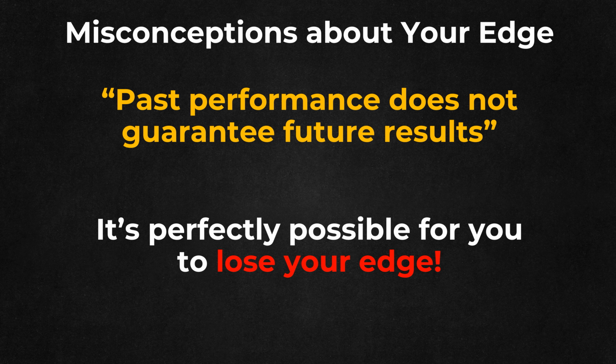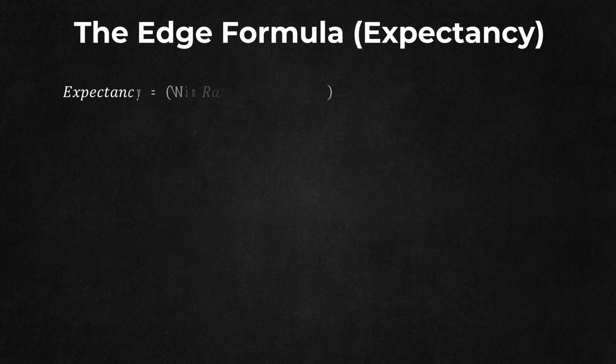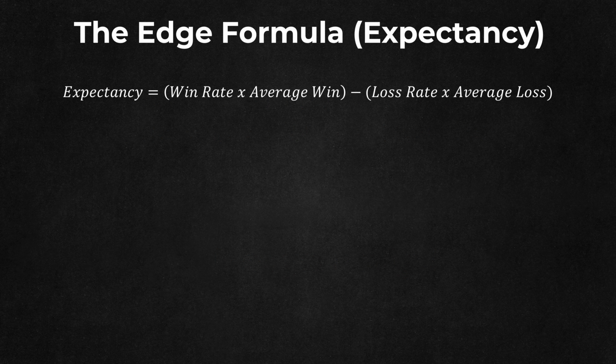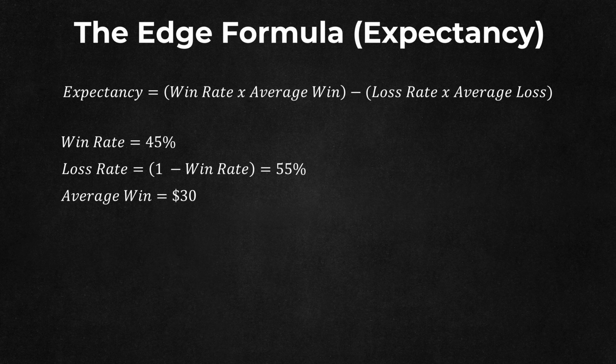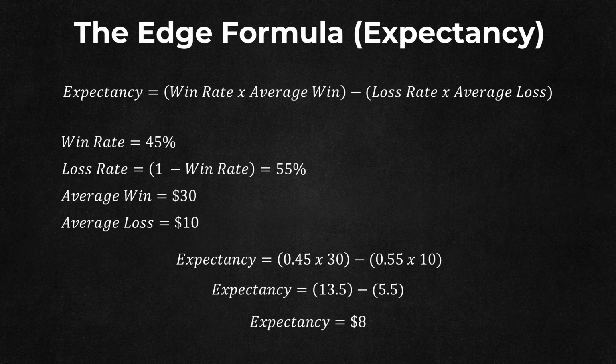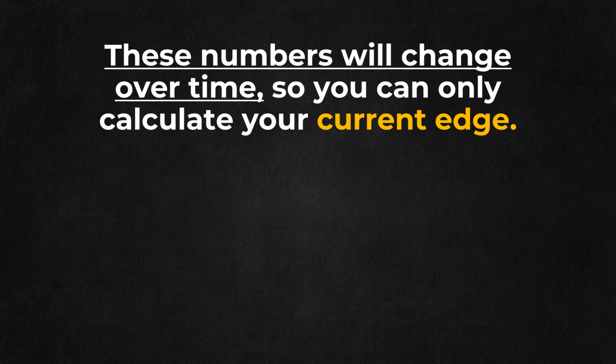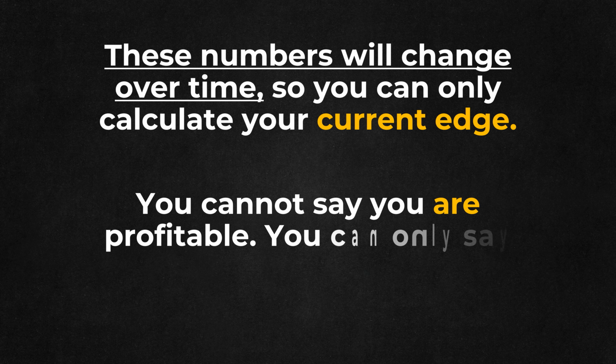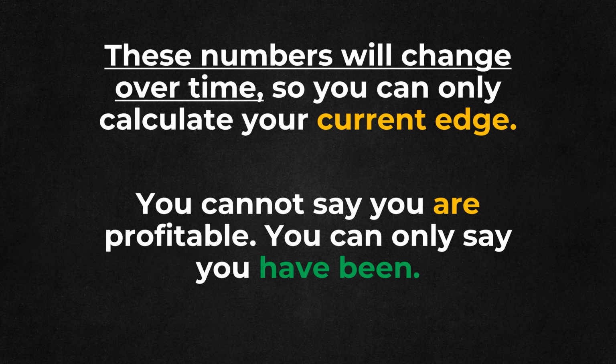In order to properly calculate your edge, you need the expectancy formula. For example, let's say that a trader has a 45% win rate, an average win of $30, and an average loss of $10. If we plug these values into the expectancy formula, we'll observe that this trader currently has an edge of $8 per trade. But then again, these numbers will change over time, so you can only calculate your current edge. In other words, you cannot say that you are profitable. You can only say that you have been profitable.